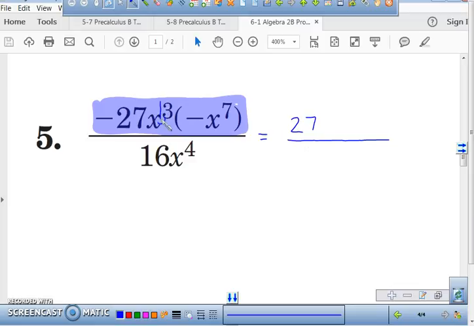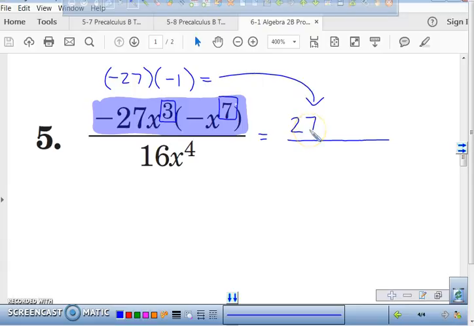Then I want you to focus on x to the third, or x cubed, all right, and focus on x to the power of 7. What are we allowed to do with both of those exponents? Add them together. So what is that going to leave you with? Negative 27 times a negative 1 equals a positive 27. X to the 10th, very good. So put 27x to the 10th. Underneath it, put 27x to the 4th.